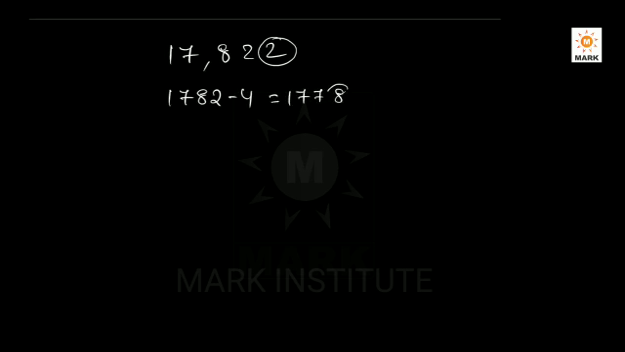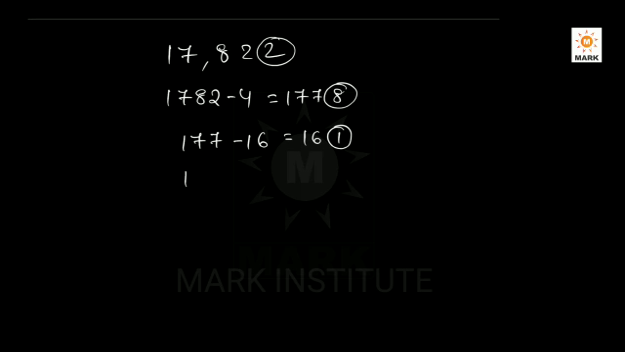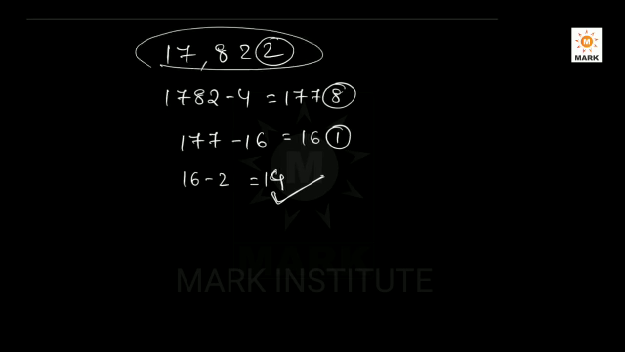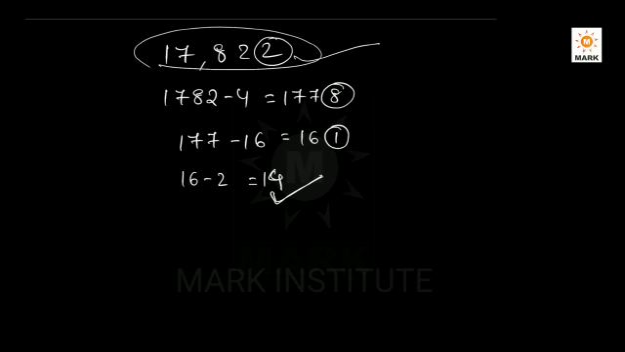For your convenience, one more number I am taking for you, 17,822. Very fast we will do it. What is double of 2? 4. So 1782 minus 4 is 1778. Again take double of 8, 16. So 177 minus 16 is equal to 161. Again take double of 1, that means 16 minus 2 is equal to 14. Friends, 14 is an exact multiple of 7, that means 17,822 is a multiple of 7 and it is exactly divisible by 7.